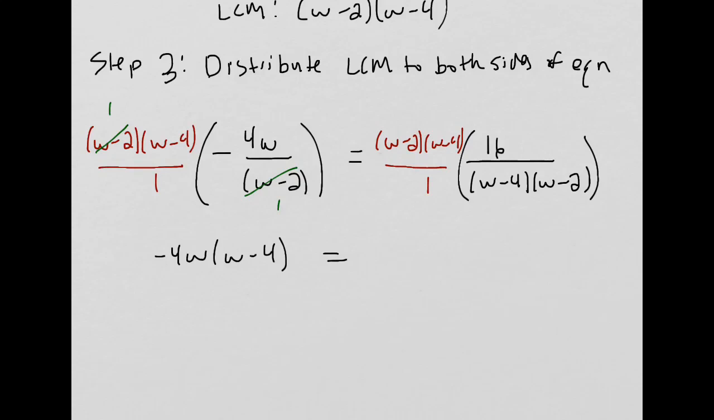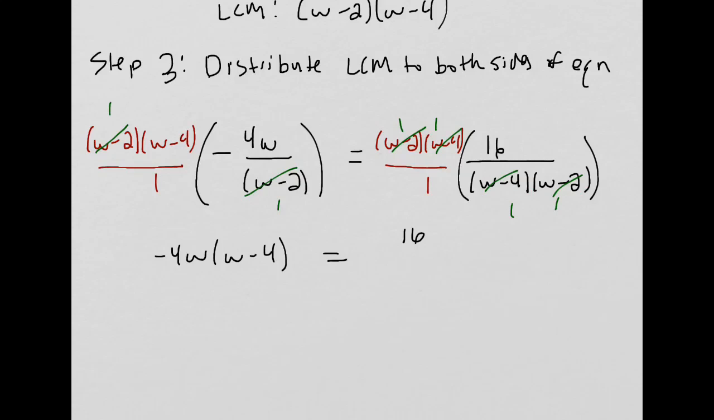On the right hand side, if we clean things up, notice I have a w minus 2 and a w minus 4 factor on top, and a w minus 4 and a w minus 2 factor on the bottom. So I can divide top and bottom by those factors, and that just leaves me with 1s. So if I multiply what's left, I just have a 16 on top. On the bottom, I just have 1. So I don't even need to write the fraction bar. Just going to leave it at 16.